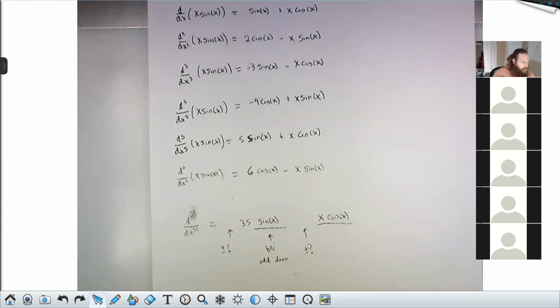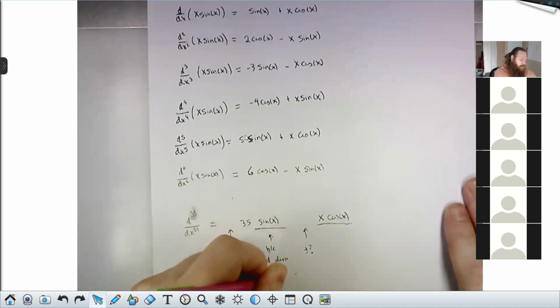Is there a clean way to do this? We've got to reduce things mod 4, is really what we need to do. We need to find out where we live in this cycle. So 1 plus, 2 minus, 3 minus, 4 plus, 5 plus. So again, if we reduce 35 mod 4, we find ourselves at the third thing in there. So I think that this should match the third. I think these should both be negative.